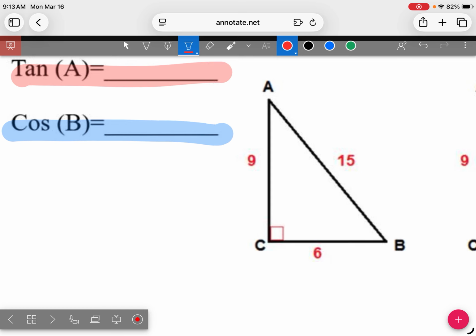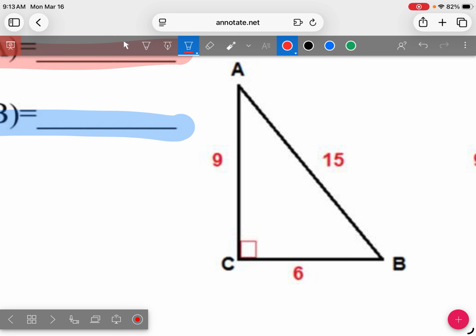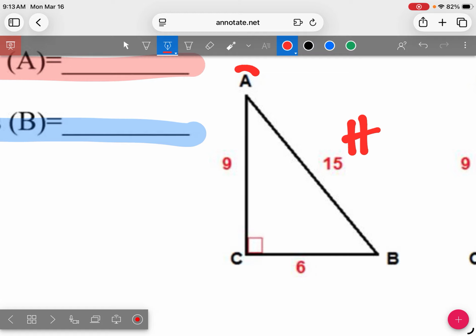So first thing I want you to do, I'm going to zoom in. Which side is my hypotenuse? The 9, the 15, or the 6? 15. So I'm going to put an H right here. Now we're talking about angle A. I'm going to circle that angle.